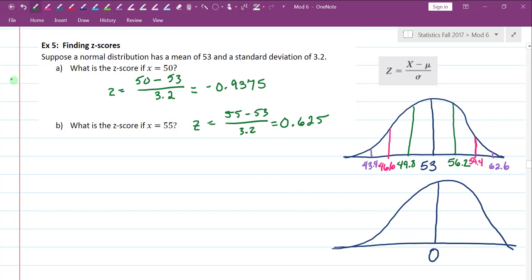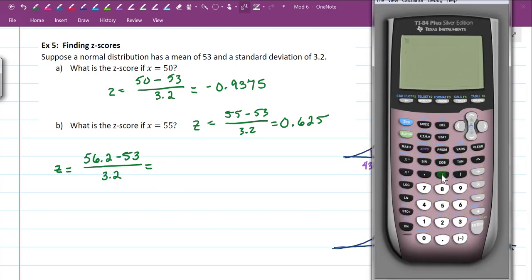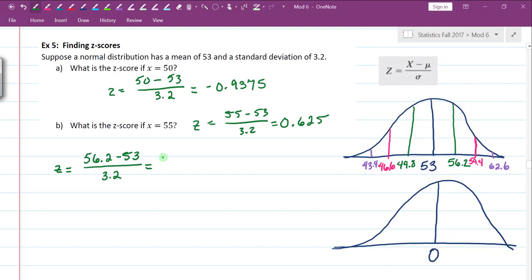So let's come up here with the first one, and let's standardize 1 standard deviation above the mean. So I'm going to say, what is z equal to when x equals 56.2? So this would be 56.2 minus 53 divided by our standard deviation, 3.2. Grab our calculator, clear it out, put our parentheses. 56.2 minus 53 parentheses divided by 3.2. It equals 1. Right there, it equals 1.